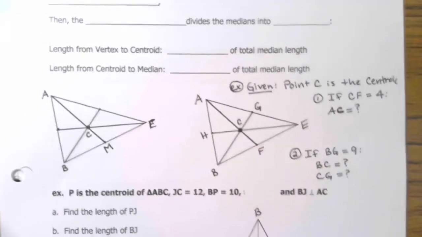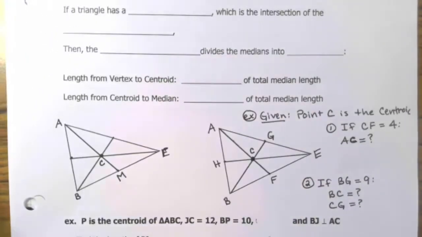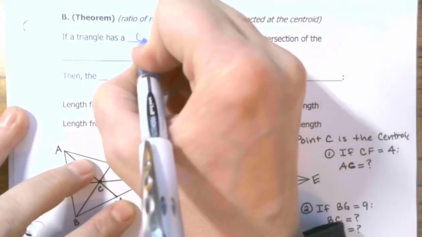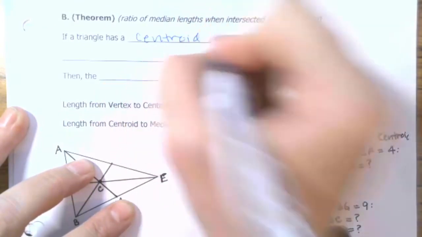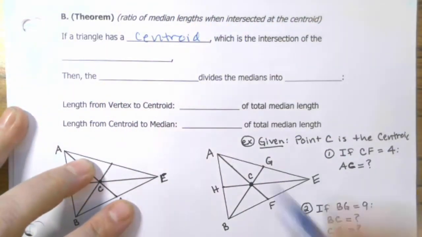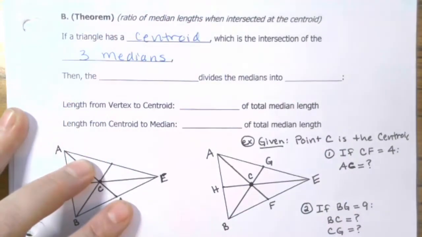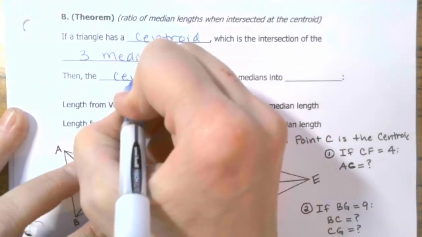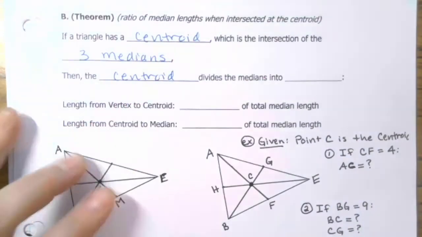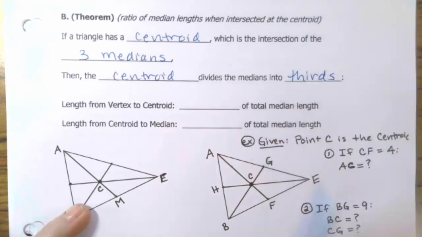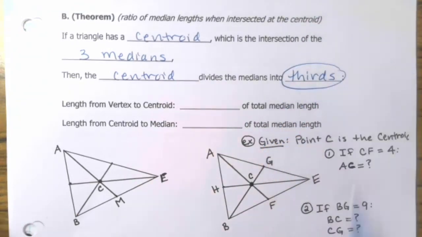All right, we're going to do a theorem that has to do with a centroid. Okay, here goes. If a triangle has a centroid, which is the intersection of the three medians, then the centroid divides the medians into thirds. This is a very powerful theorem.